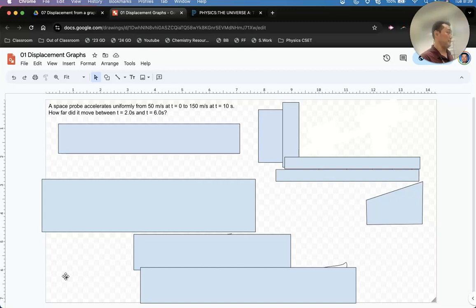Let's do the easy one first. So everyone go to Lecture, Displacement Graph 1, and let's solve for how much area is covered by a space probe. Oh, take out your notes, and let's see if we can make sense of physics in space.